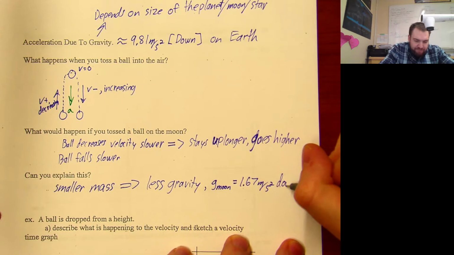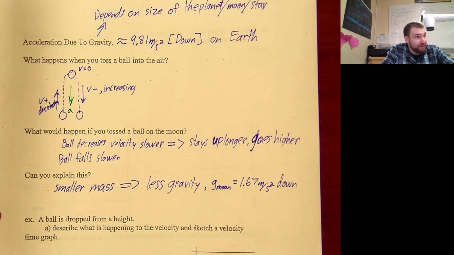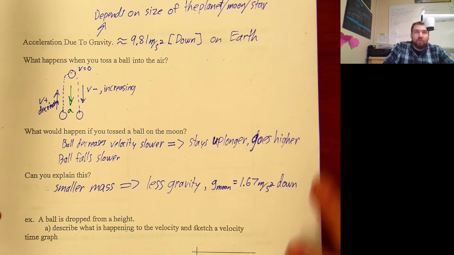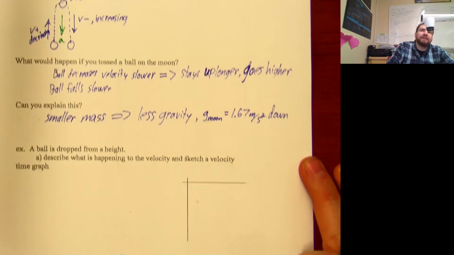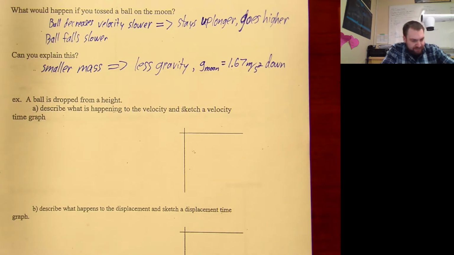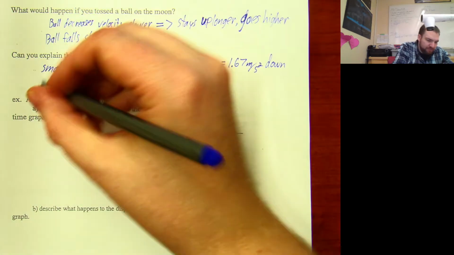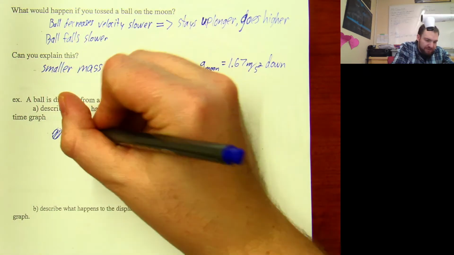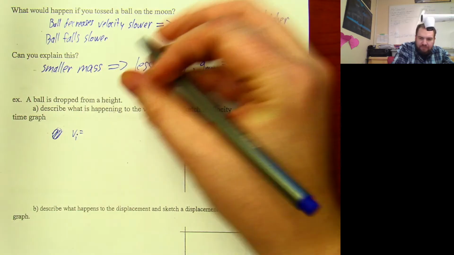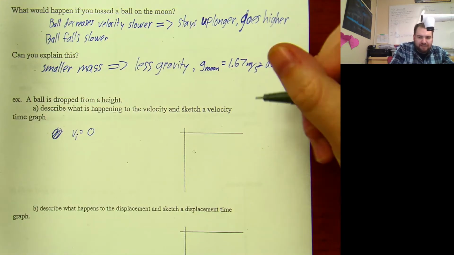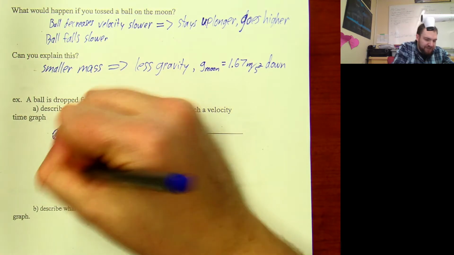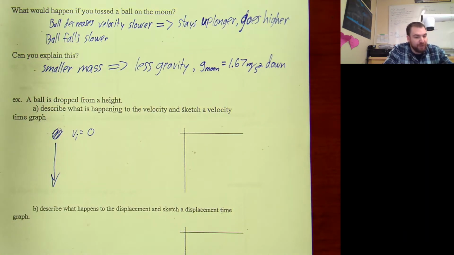And again, that's also down. So that's the acceleration due to gravity. Acceleration due to gravity is always acting down. What does that result in practically? As a ball is dropped from a height, what is going to happen to the velocity? And we want to sketch a velocity graph. So I've got my ball. This is going to feel a little redundant, maybe. Initial velocity equals 0. I drop the sucker. What's going to happen?